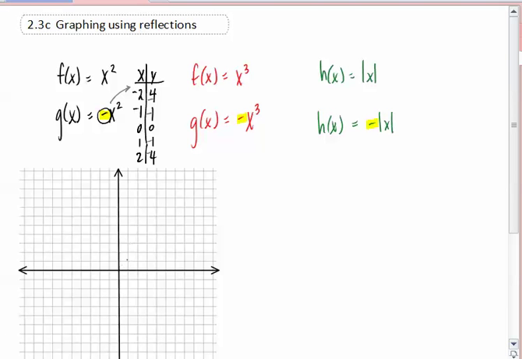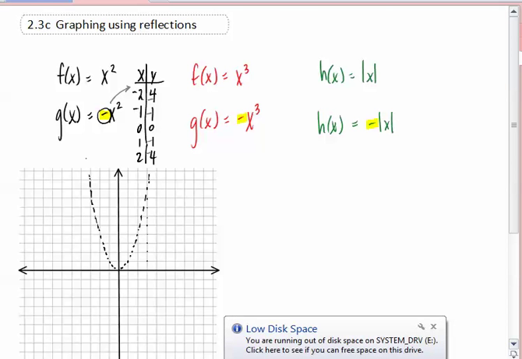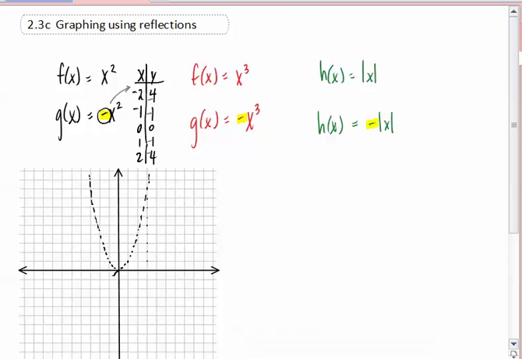Let me go ahead and put the parent graph on there as a dashed line. Over 2 up 4. That'll help you to see the change. So there's over 2 up 4, over 3 up 9. Here's the parent graph, going up like that. Now we're going to take a look at the one that I just gave us information on, and that's going to be down here. It's going to go down.